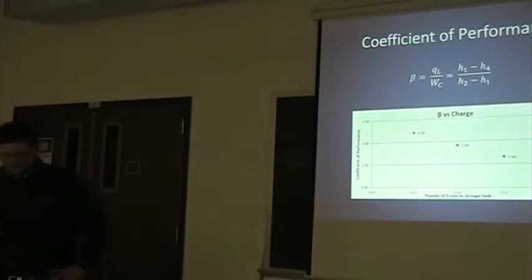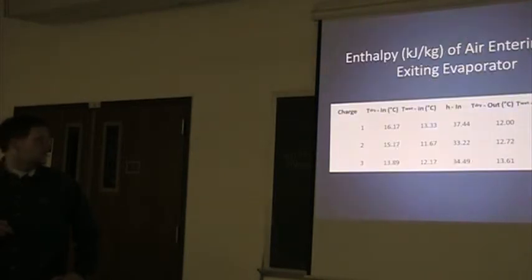Coefficient of performance is calculated as the enthalpy change for the refrigerant across the evaporator divided by the enthalpy change across the compressor. In here, as you see, as you decrease the charge, so you decrease the amount of freon in the system, we see a decrease in the coefficient of performance. That, again, should be expected because you have less coolant.